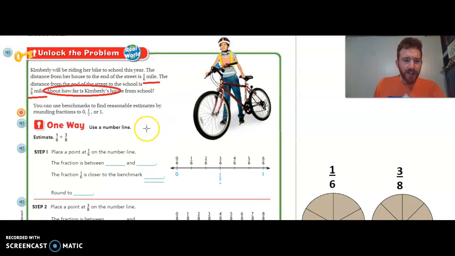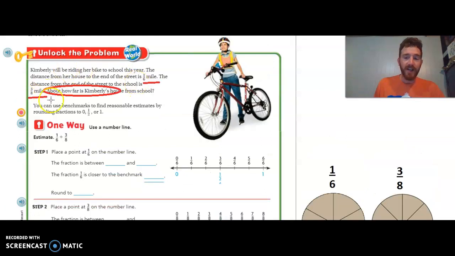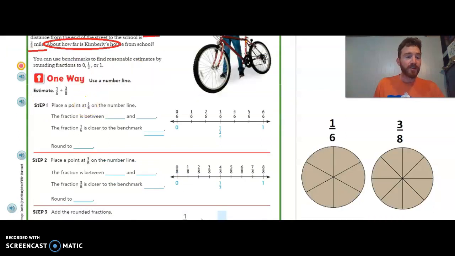So I'm also going to use a visual model here to help us think back about fractions. Basically, what we want to do here to find the total distance is if we have 1/6 and 3/8, we're going to add those together, okay? So we're going to estimate an answer to 1/6 plus 3/8. So let's talk about the strategy. They're going to give us the strategy of using a number line to help us do that, okay?